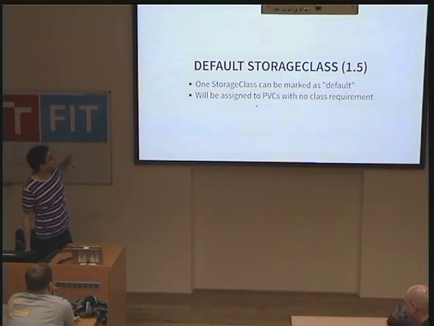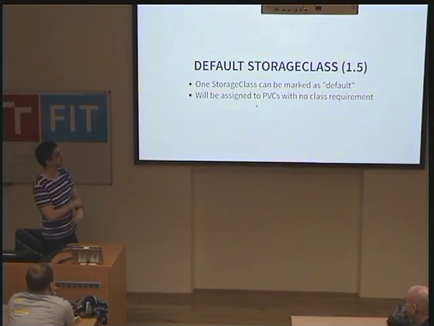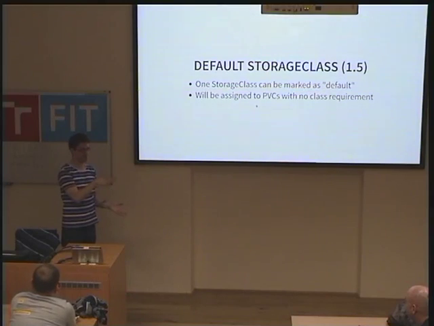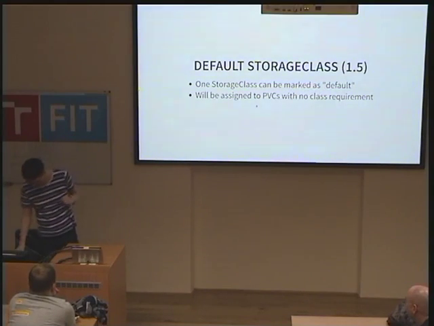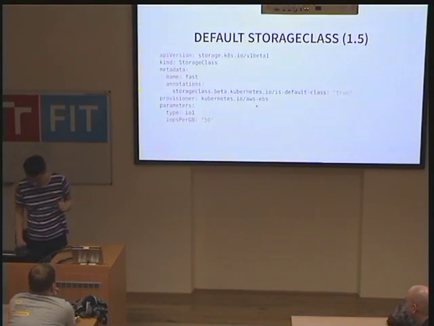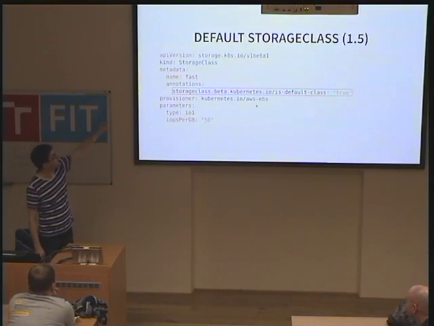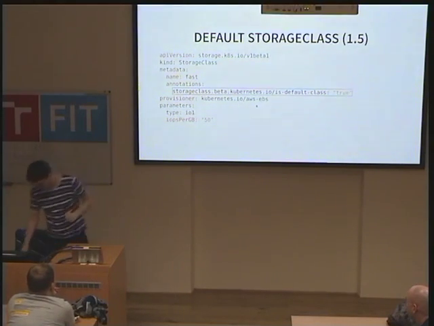And in OpenShift 1.5, we will allow a default storage class to be defined. That means if a user submits a claim that says just give me 5 gigabytes of something, I don't care what it is, he will get the default one. And how does he do it? The default storage class has this magic annotation. It will move somewhere here into the parameters, but now it's an annotation.